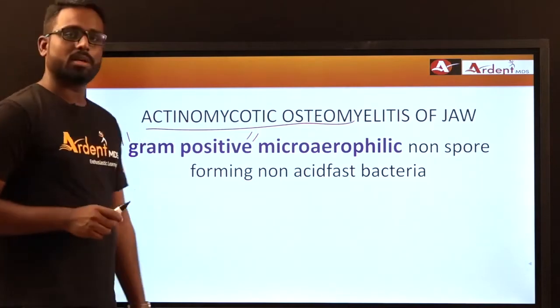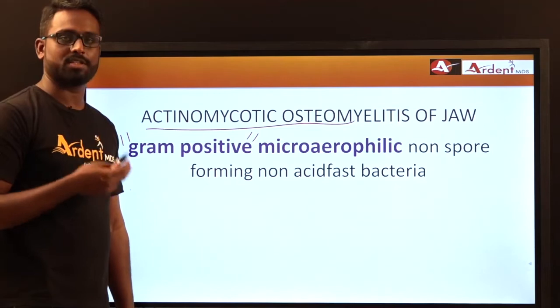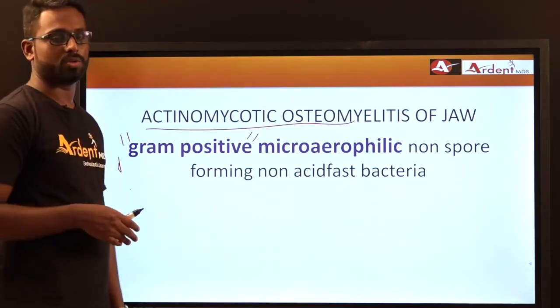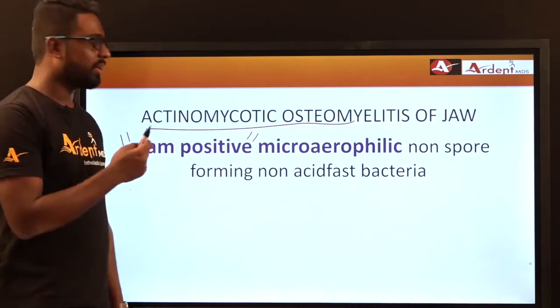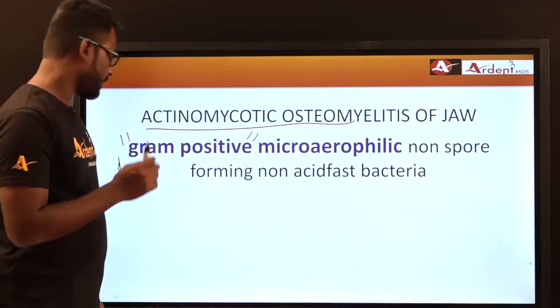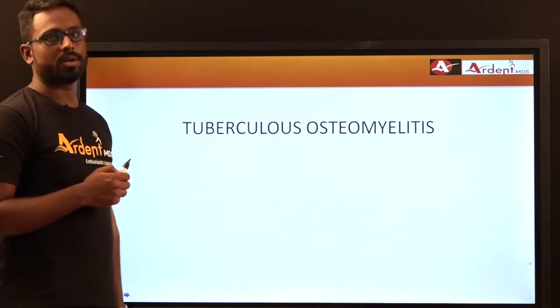We all know the types of actinomycosis also. It can be cervicofacial, pelvic or abdominal. So actinomycosis also causes osteomyelitis, that is known as actinomycotic osteomyelitis. Next we will see the tuberculosis osteomyelitis.